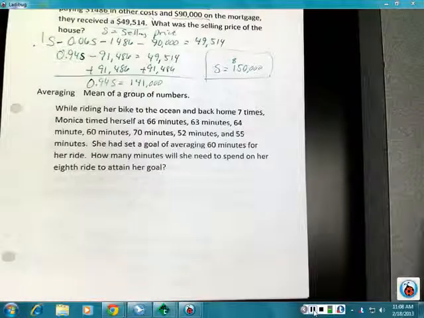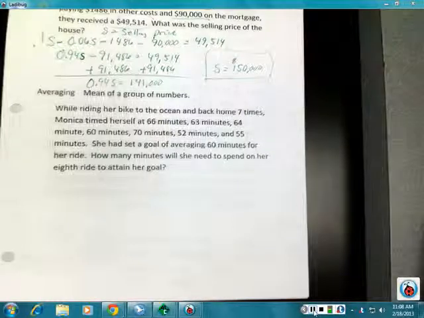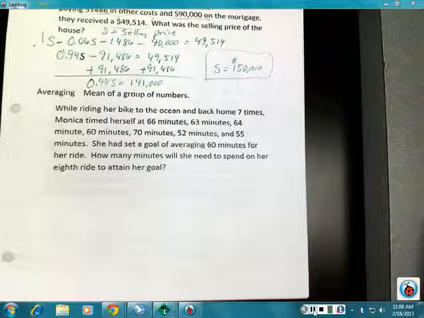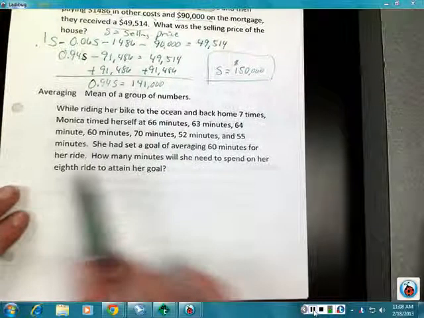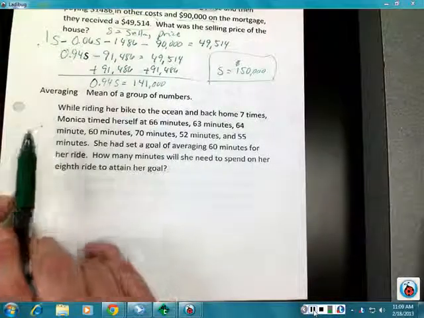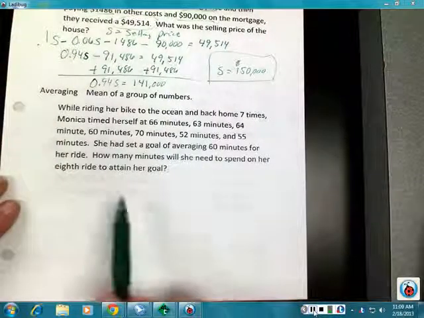Means or averaging. We did averaging back in chapter 1, I think it was, where you add everything up, divide it by how many things you have to get your answer. Well, in here, one of our pieces is going to be missing that we need to find, so you're going to have your pieces, but you're going to have a missing part in it.